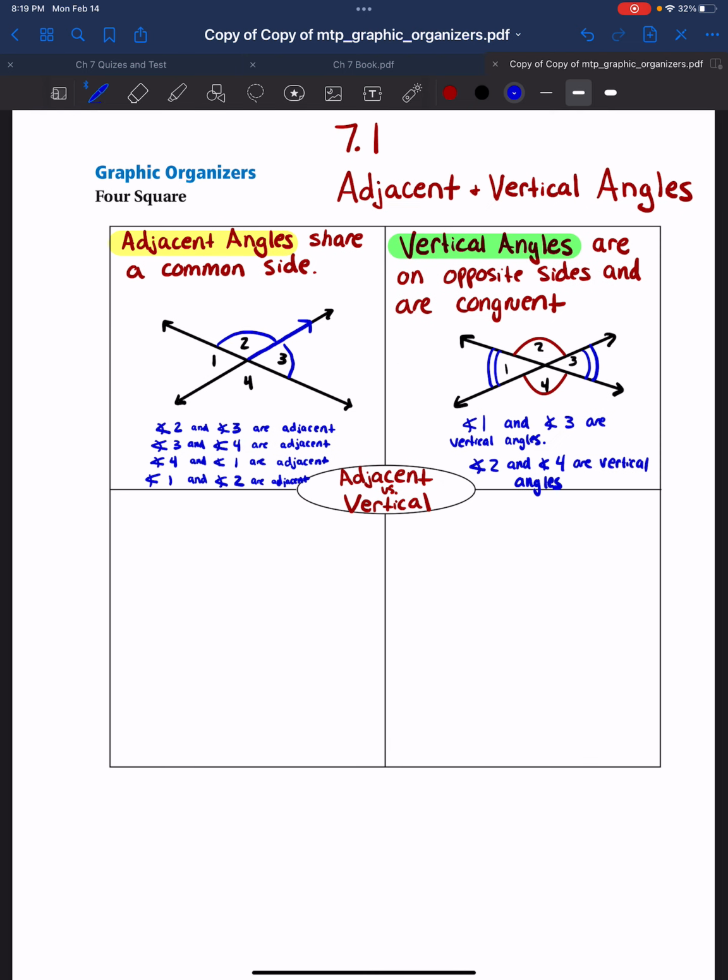Okay, so adjacents share a side like states. Vertical are opposites by making two V's with your hands, one on the left, one on the right, and then putting your wrists together. That would make vertical angles. And the other big thing to remember here is that vertical angles are congruent to one another. I'm going to go ahead and highlight that as well, because I do think that that is equally as important as the word vertical angle.